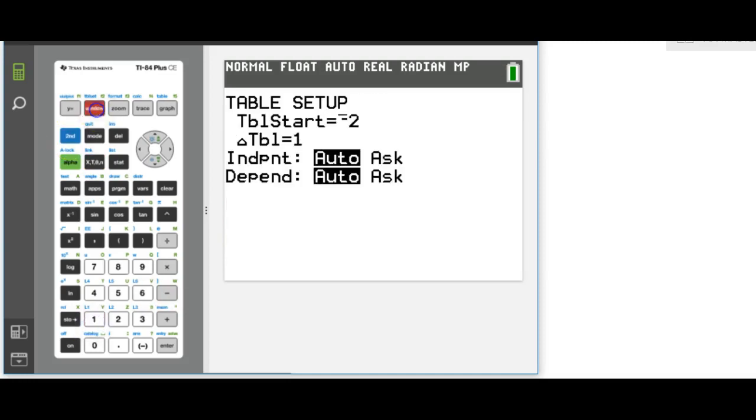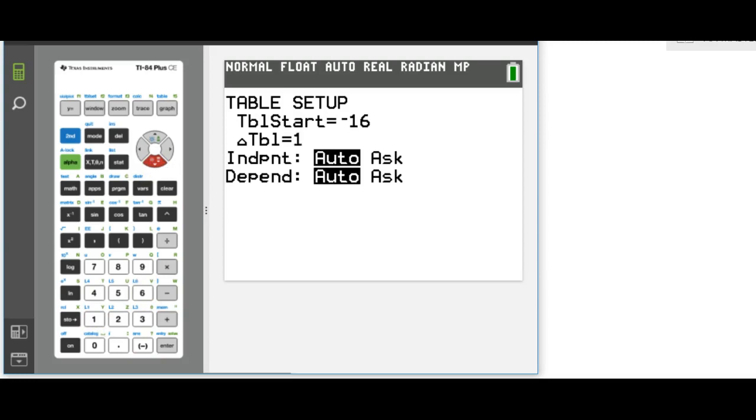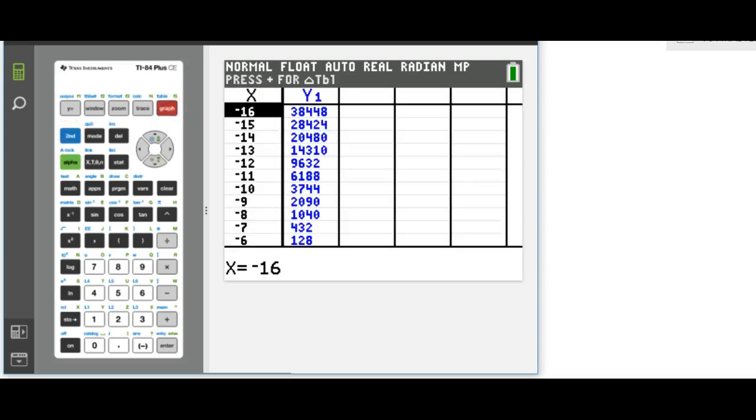Now I go to second window. I'm changing my table start value to negative 16, and then my delta table is going to stay at 1. Now when I go to my table, I'm starting at negative 16, so I can stop looking at positive 16. I'm looking for the blue numbers. My rational roots will be the ones that have a 0 in the blue column. So I'm going to just keep arrowing down.